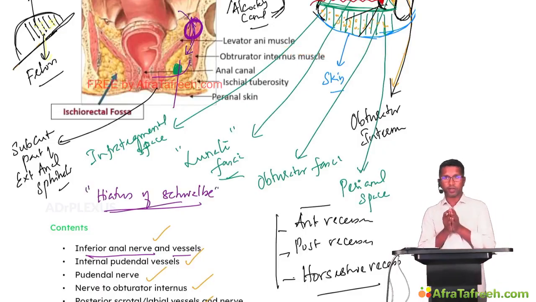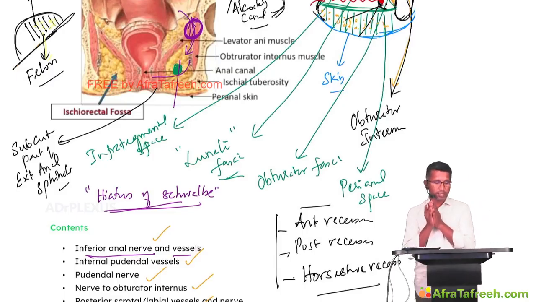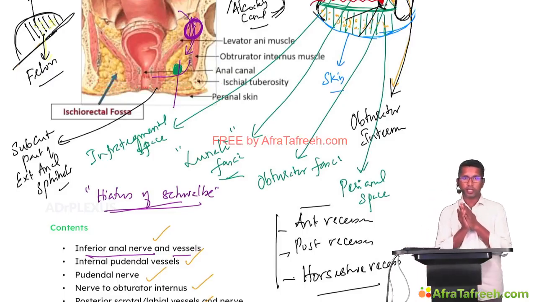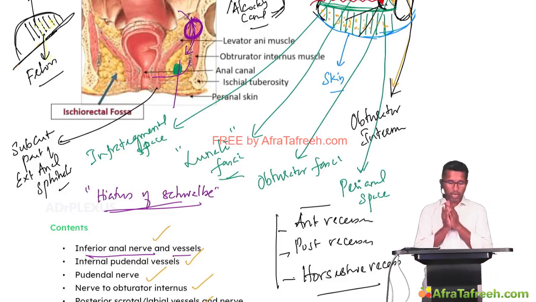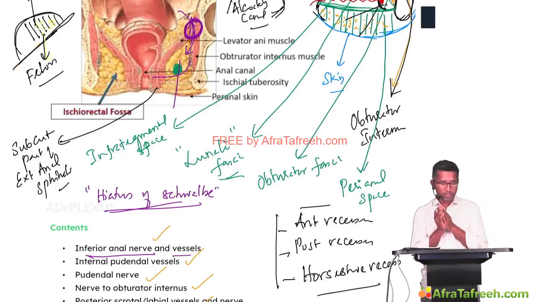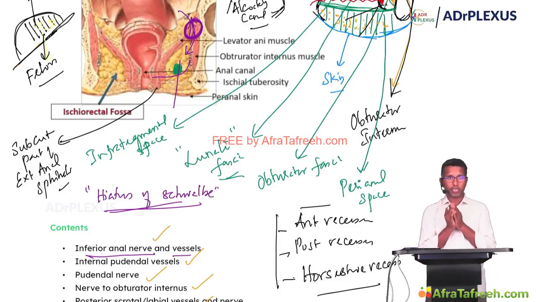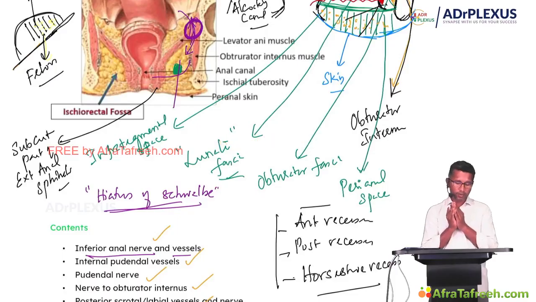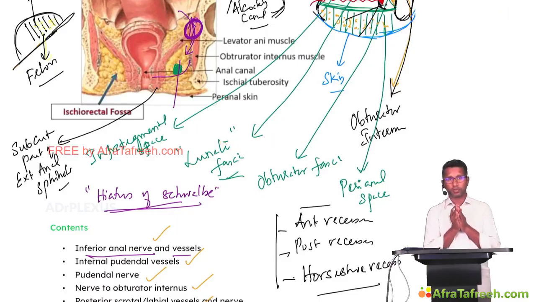What is called the hiatus of Schwalbe? It is a defect at the point of origin of the levator ani muscle. If there is a defect at the point of origin of the levator ani muscle, we call that the hiatus of Schwalbe.